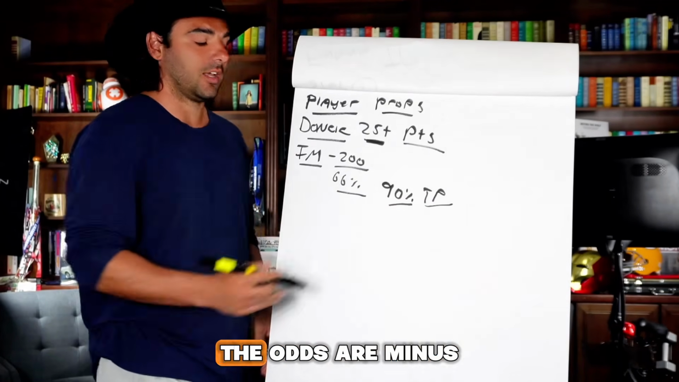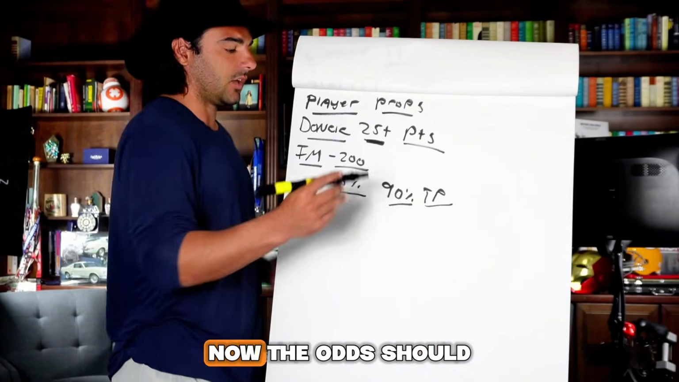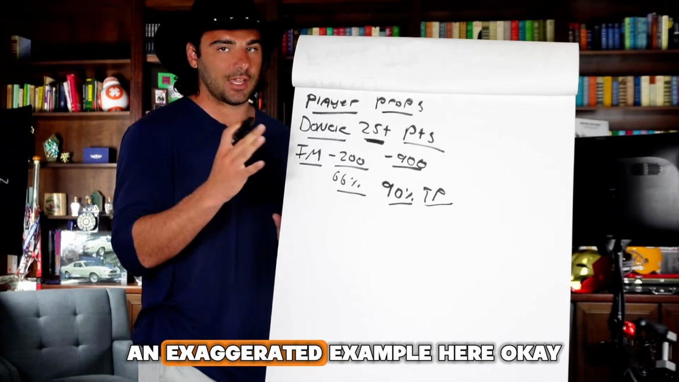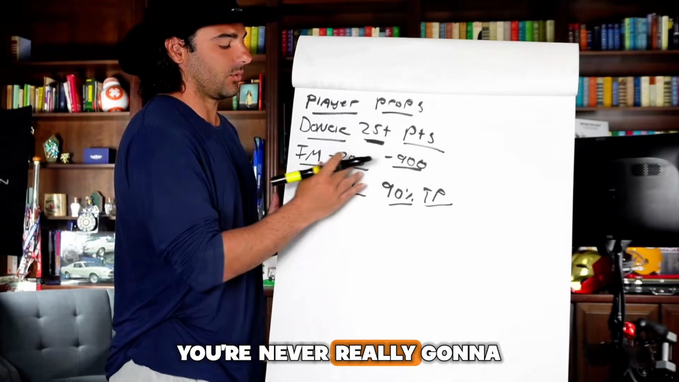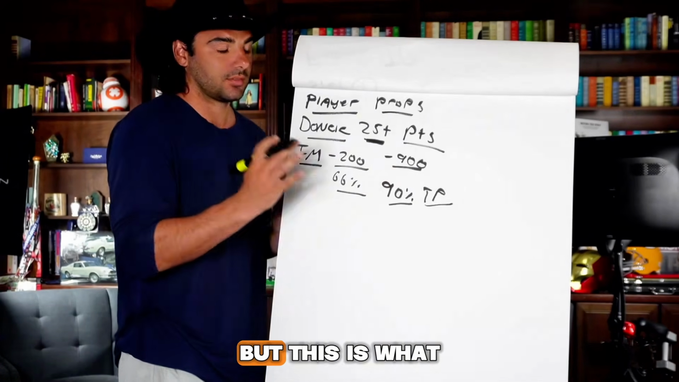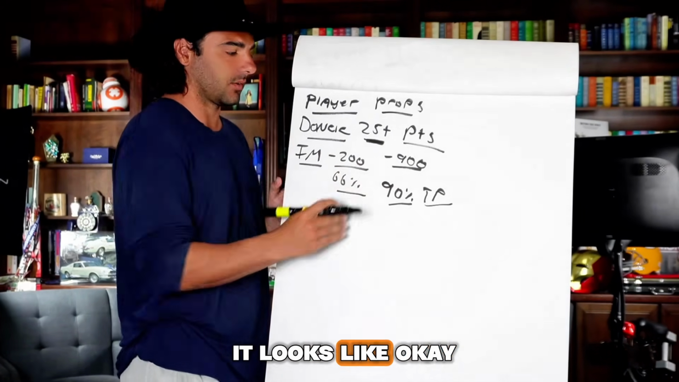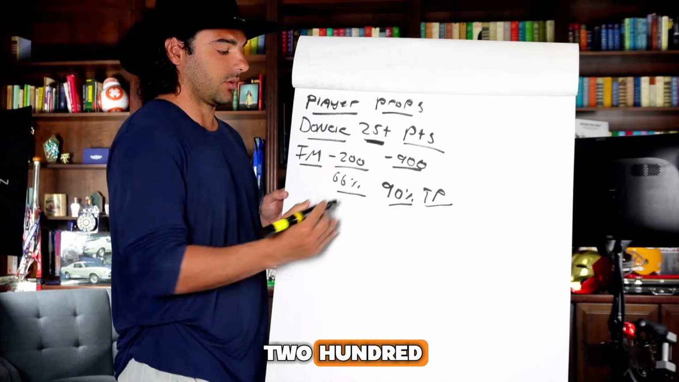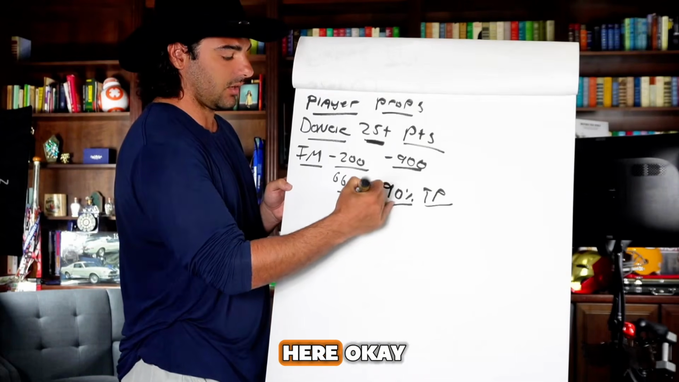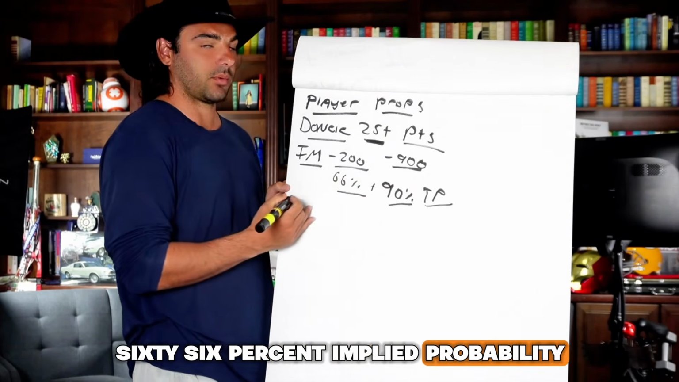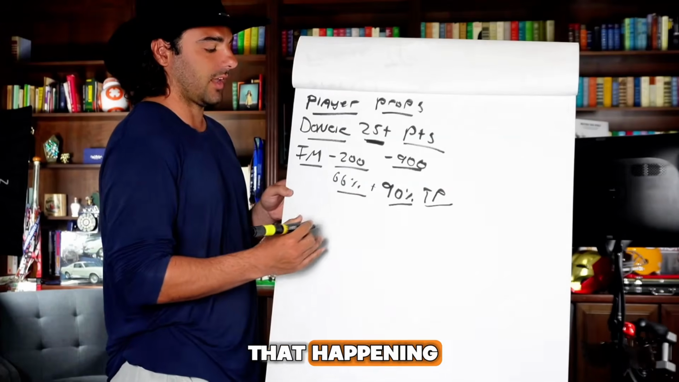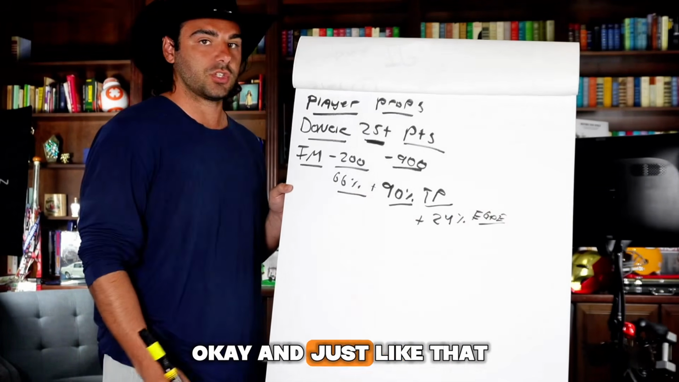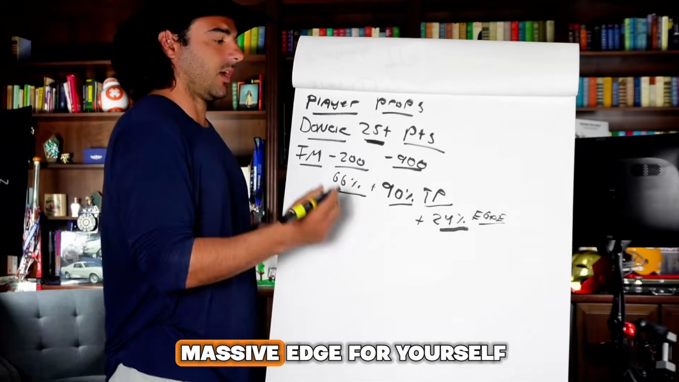So what are the odds behind that? The odds are minus 200, but what should they actually be? The odds should actually be minus 900. Now I'm using an exaggerated example here, because you're never really going to find this big of a gap between the odds, but this is an example of what it looks like. So your odds here should be minus 900, but they're actually minus 200. Look at the crazy edge that you get here. 66% implied probability the sportsbook says, but there's actually a 90% probability of that happening. That right there is a plus 24% edge. And just like that, you've created a massive, massive edge for yourself.